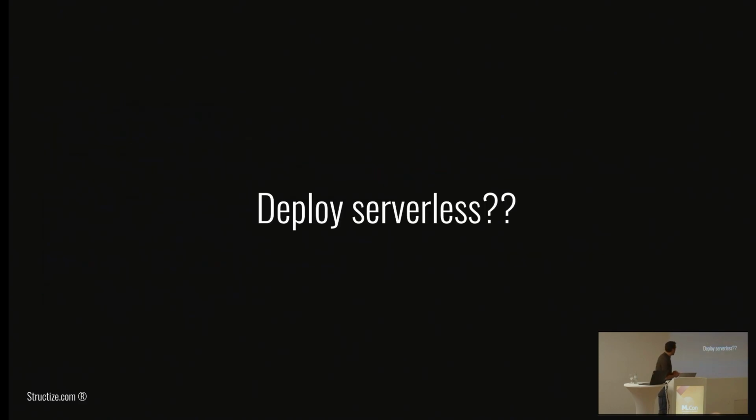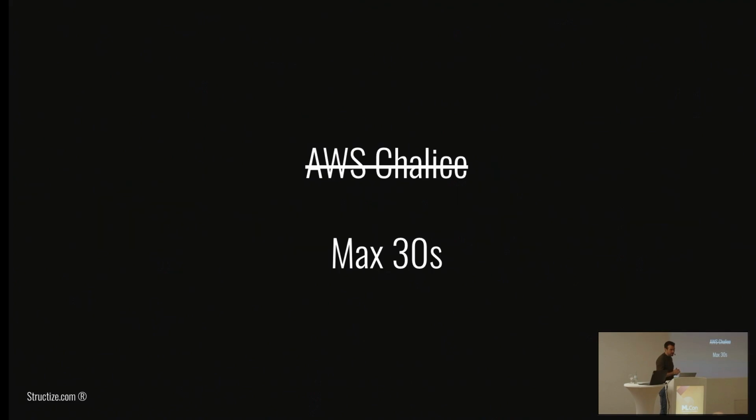All right, then you might hope that you can deploy this serverless, right? That you don't need to host an API. Sadly, the answer is no. For the simple reason that if you use, for example, Chalice on AWS to deploy Python code serverless, it can run a maximum of 29 or 30 seconds, and then it just stops.